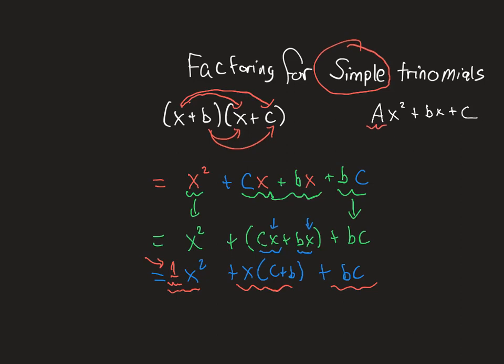Now, my b value, well, that is the number that is beside my x. I only have an x right here. What's beside it? Well, C plus B. And of course, my c value is my B times C. So when we're looking at this, we're noticing that the constant is made up of the product of B and C, and the middle coefficient is made up of the sum of B plus C. This is a very interesting rule. Let's see if this works with another example.